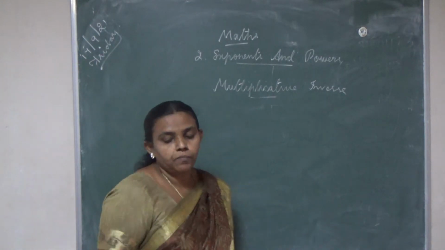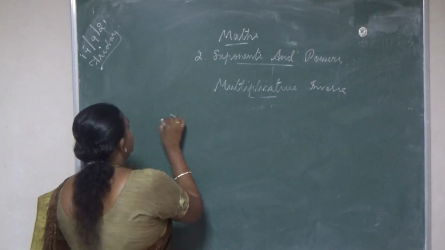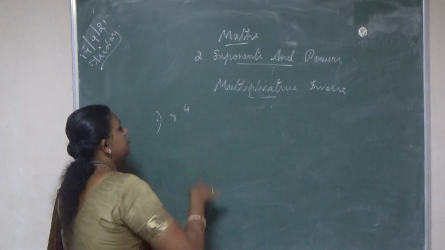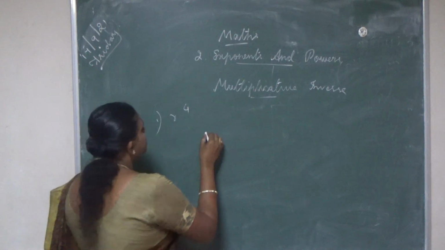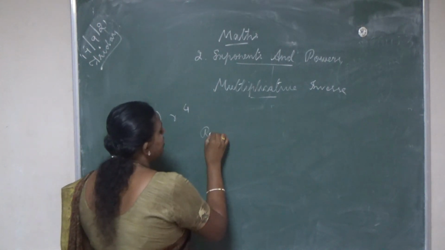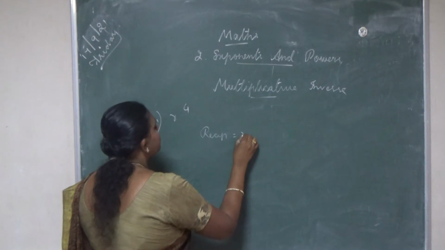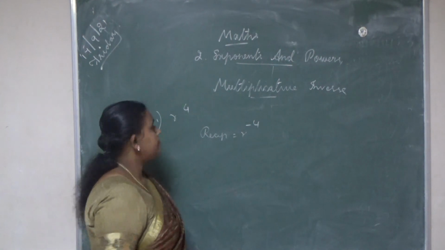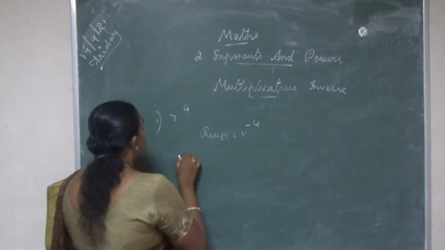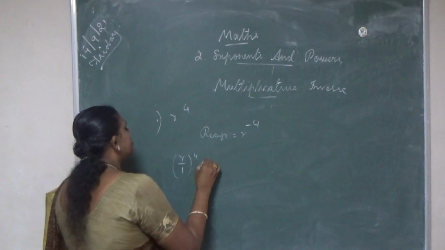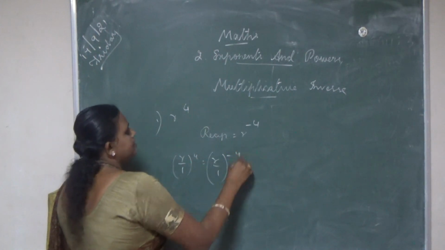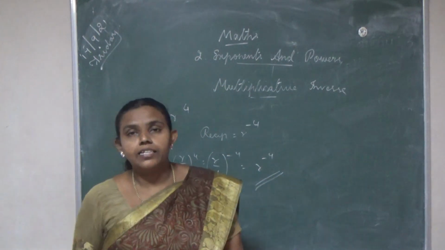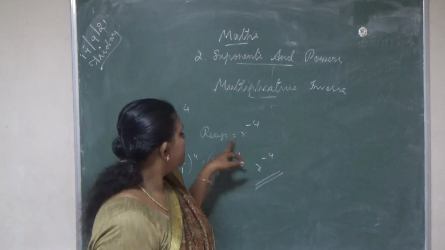Okay, so first problem, r power 4. What is the reciprocal of this r power 4? The reciprocal or multiplicative inverse of r power 4 is r power minus 4. But what is our question? Write the reciprocals. First I wrote the reciprocal. I know r by 1 the whole power 4 is equal to r by 1 the whole power minus 4, which is equal to r power minus 4. This is the reciprocal. That's what I wrote in short form, r power minus 4.